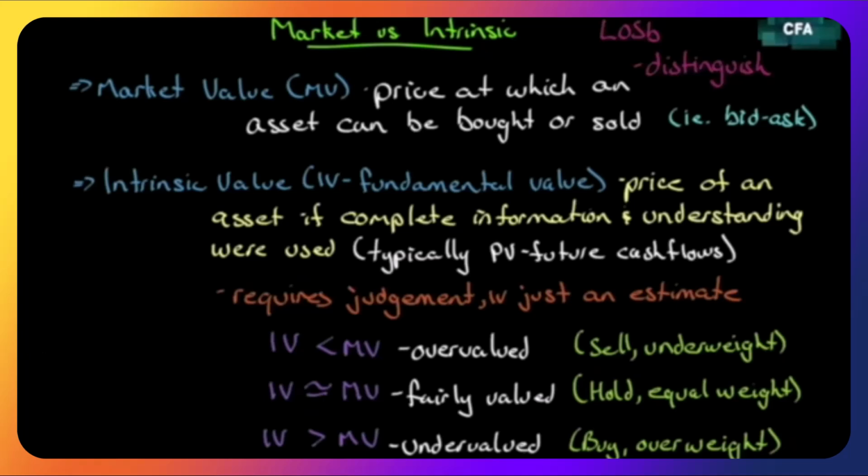Learning objective B, LOSB. Keyword here, distinguish. Distinguish between market value and intrinsic value. This will be quick work. Market value, MV, the price at which an asset can be bought or sold, the bid or the ask. Remember when we talked about bid or ask before, we never say what's the price of an asset, we say where's the market. The market's at the bid to the ask, so that is the market value. That's if you want to buy or sell that asset, that's what you've got to do it at, market value.